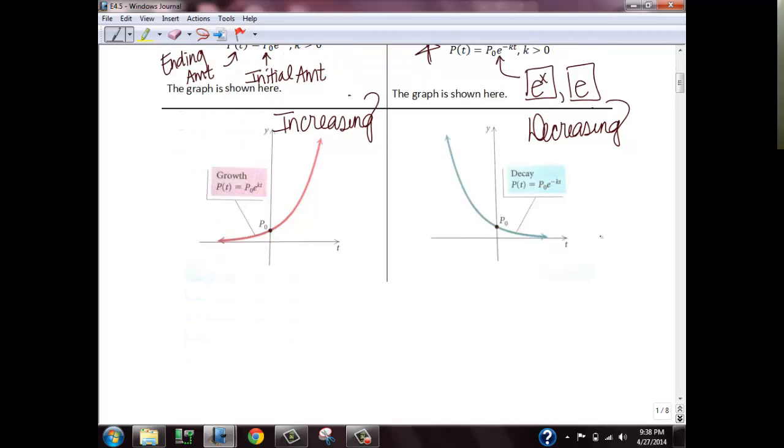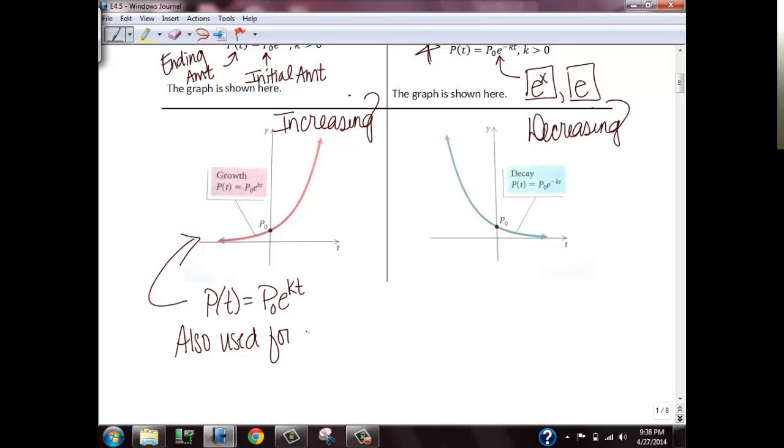The other thing I want to point out is we can also use this model, P of t equals P naught e to the kt, for continuous compounding. And what that is referring to is investing money. If it's continuously compounded interest, we use this equation.